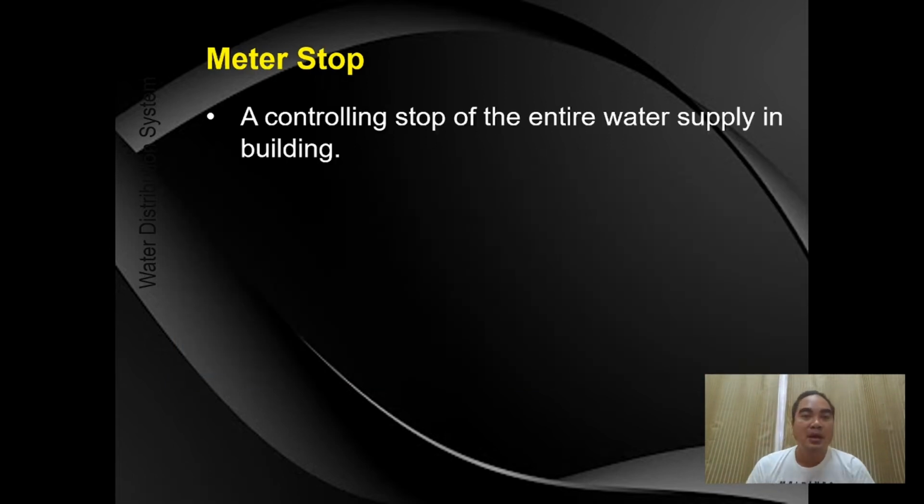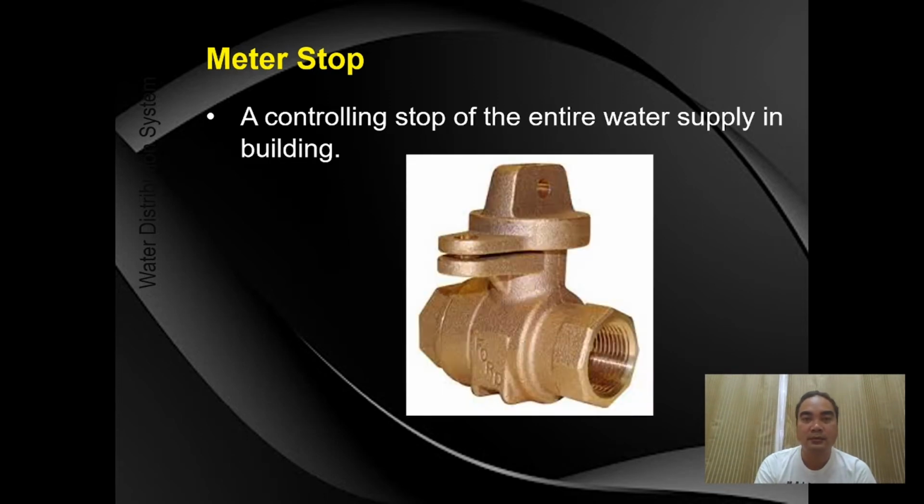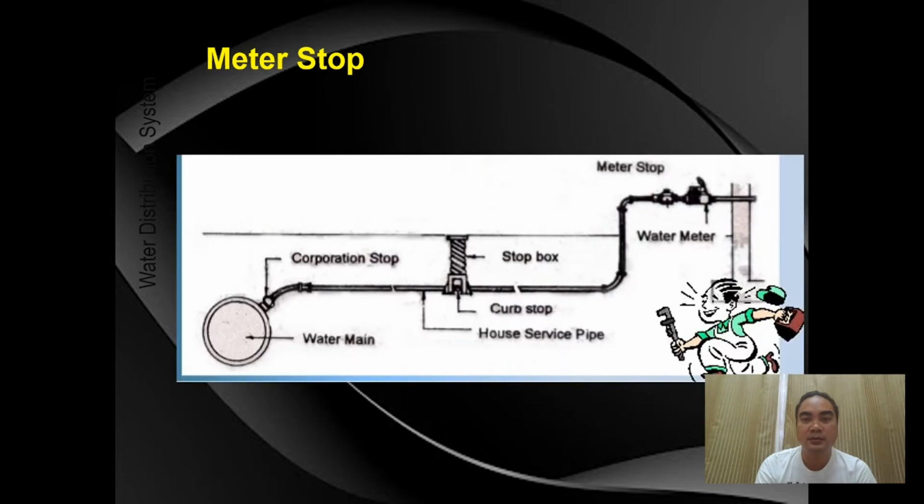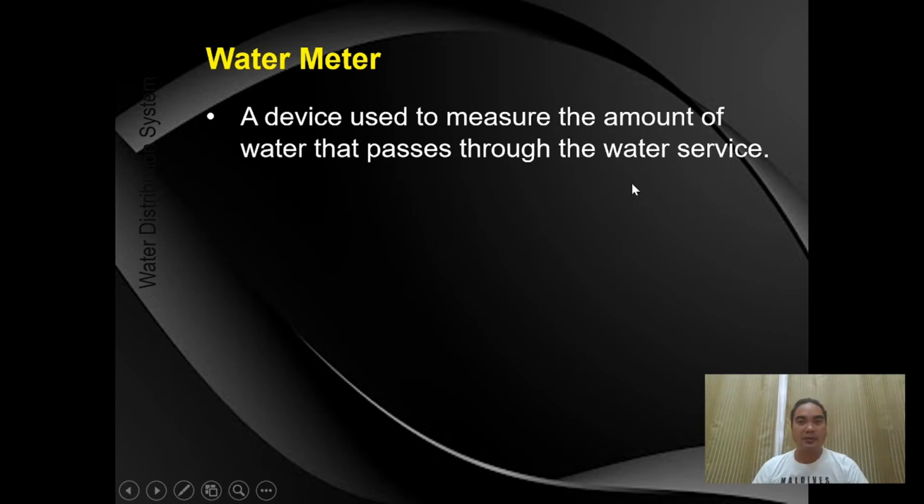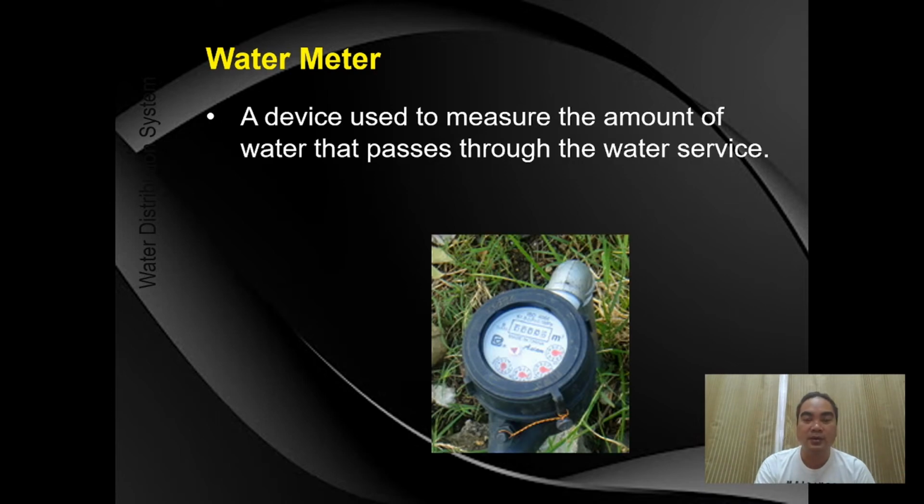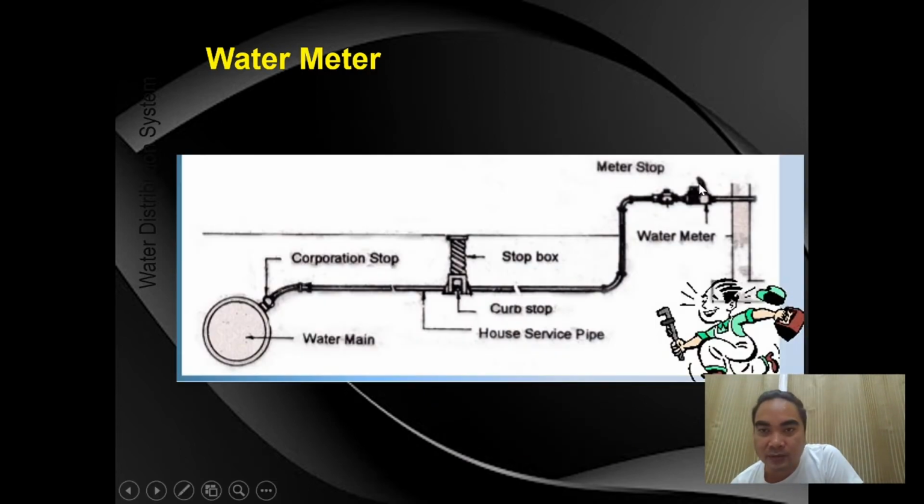Meter stop, a controlling stop on the entire water supply in a building. This is our meter stop. Water meter, a device used to measure the amount of water that passes through the water service. This is the water meter, we normally see it. After this, all the water entering your building is recorded, so you will pay for it.